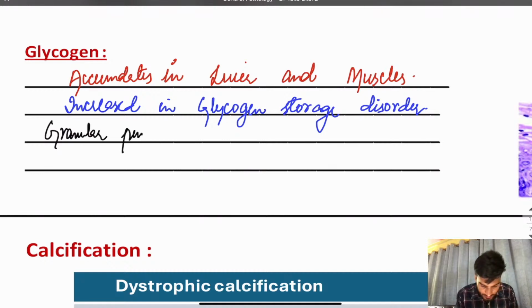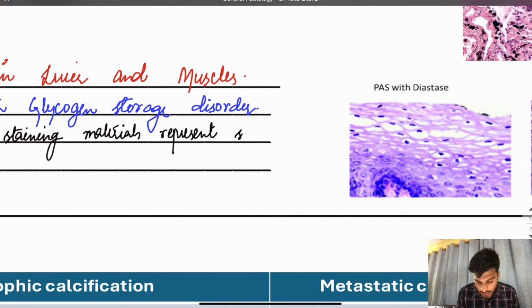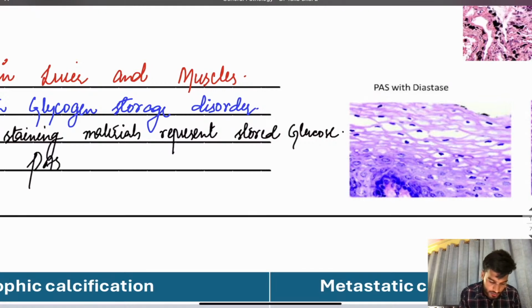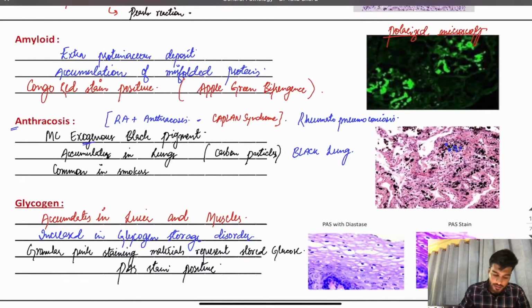Granular pink staining materials represent stored glucose, and it's PAS stain positive. So what is the stain used for glycogen, guys? PAS stain.